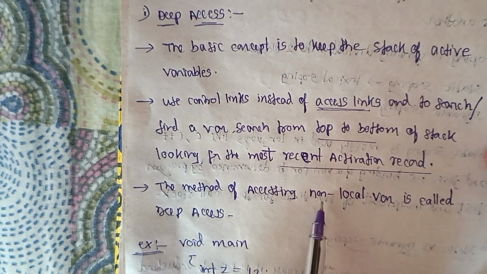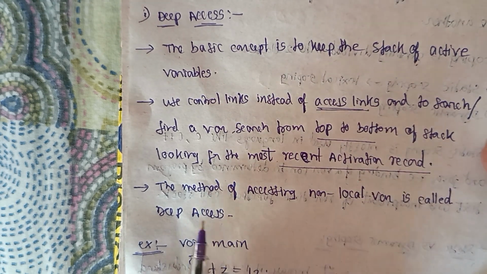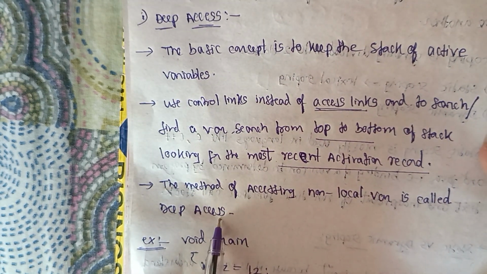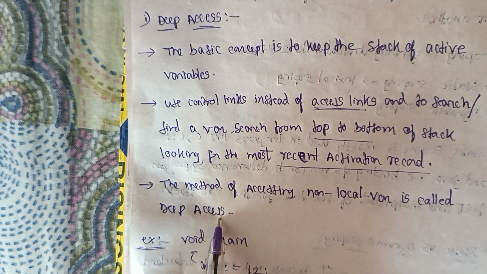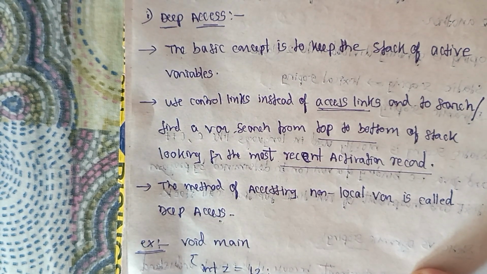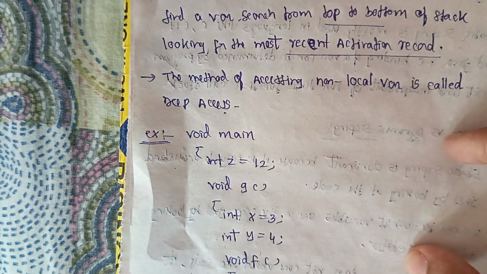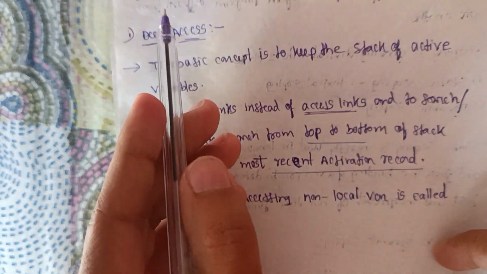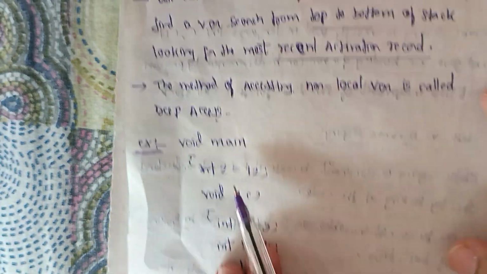The method of accessing a non-local variable is called deep access, as we are going deep into the stack until we get the required activation record. So this is called deep access. Now let us consider an example in order to help you understand deep access.